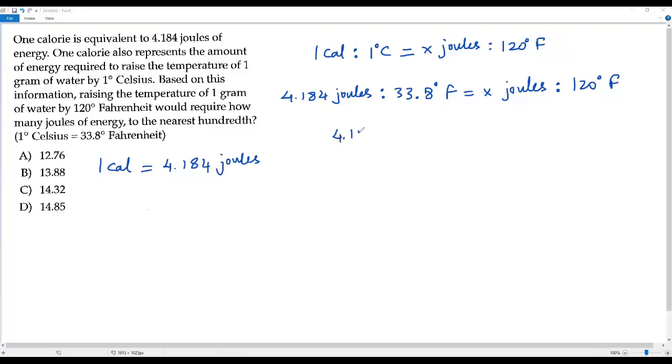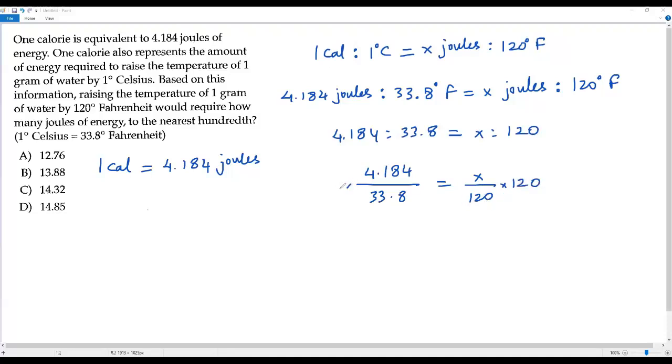So we have 4.184 to 33.8 equals x to 120. To solve for x better, we can write each ratio as a fraction. So I write 4.184 over 33.8 equals x over 120. To solve for x, I have to get rid of the 120 in the denominator. For that, I multiply both sides by 120, so the 120 will cancel out. On the left side, I can use a calculator because it's a calculator section.